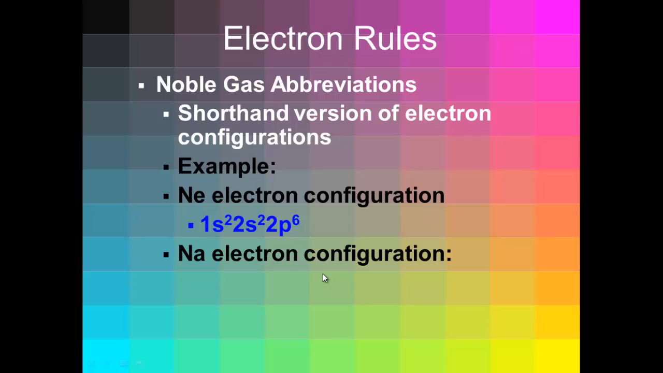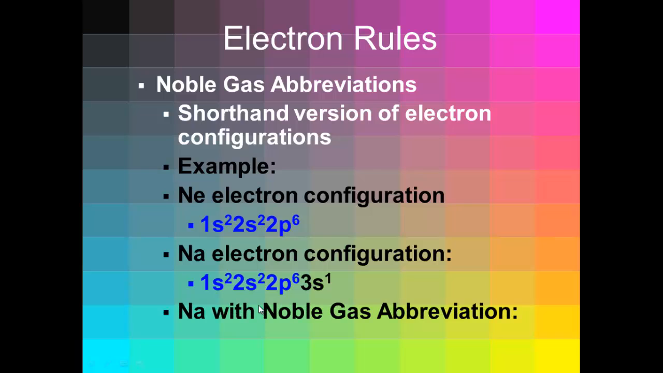Now let's do the configuration for sodium. If you look on your periodic table, sodium has 11 electrons. 1s2, 2s2, 2p6, 3s1. And I've color-coded it here. You can see that the first 3 parts are the same as the configuration for neon. So if we wanted to do one more shorthand version, we could take these first 3 parts of sodium and substitute the symbol for neon, and we put it in brackets, and then we just add on whatever else we need. So we just tack on to the end whatever else remained.